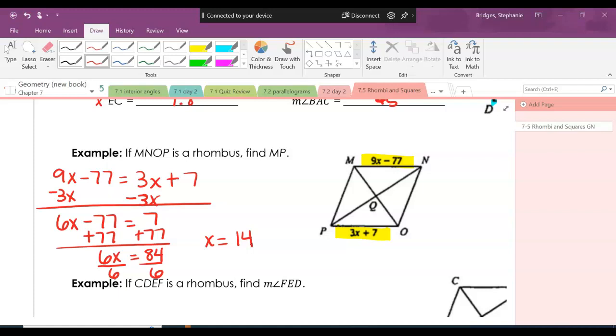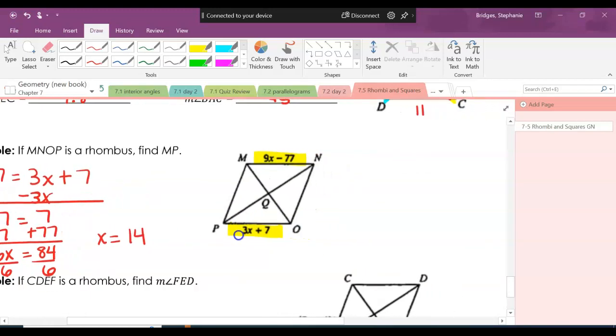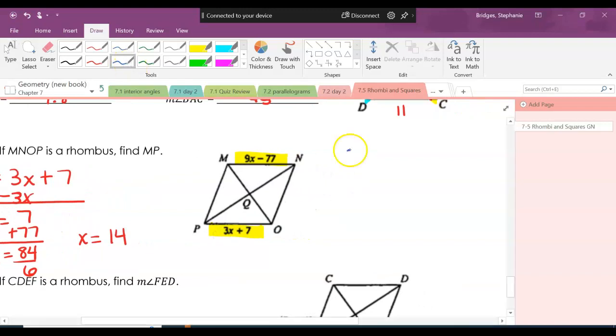Would you rather plug it into 9x minus 77 or the smaller numbers 3x plus 7? I personally would choose 3x plus 7, but it really doesn't matter. So we're going to go 3 times, but instead of x, we're putting what we know x is, 14, plus 7. 3 times 14 is 42. Is that right? Okay, and 42 plus 7 tells me that MP is going to be how much? 49.